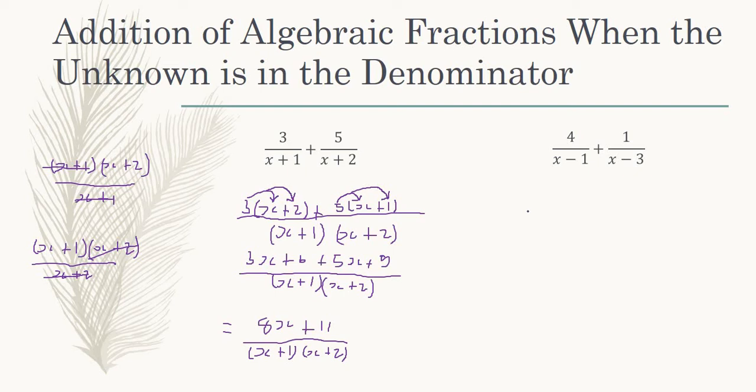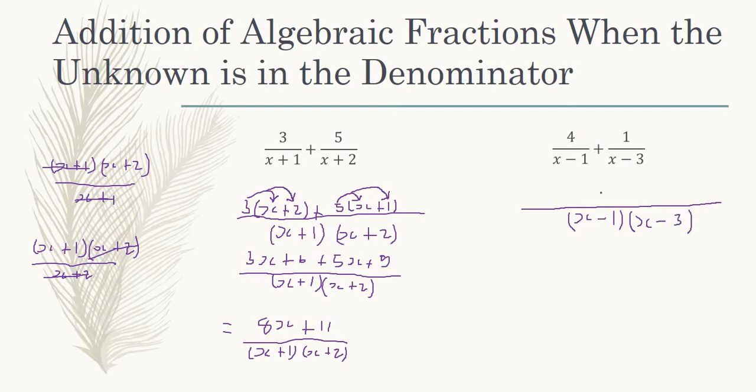This one is the same idea. So again, we're going to find a common denominator. And the common denominator is just going to be a product of these two denominators. So it's going to be x minus 1 times x minus 3.